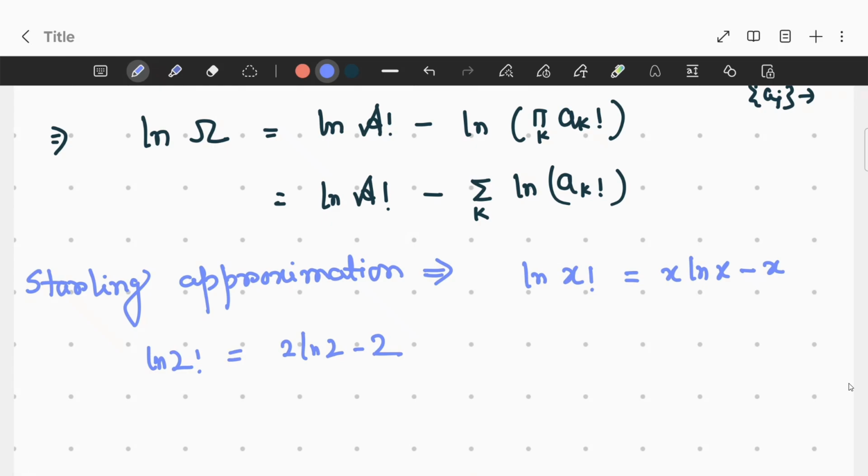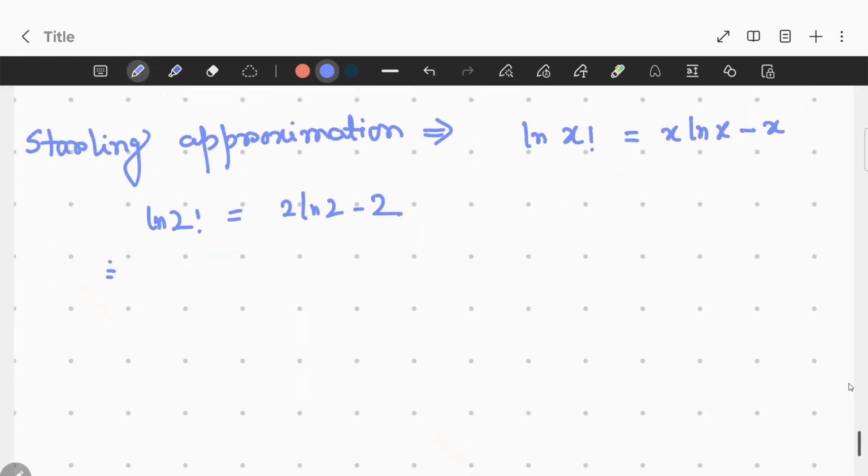Let me just put ln 2 factorial. Ln 2 factorial is ln 2, so this side is 0.693, and this side is 2 ln 2, which is 2 into 0.693 minus 2. So you see here it is minus 0.613. So the value is not matching. So it's not a good approximation here. For small values of x, it's not a good approximation.